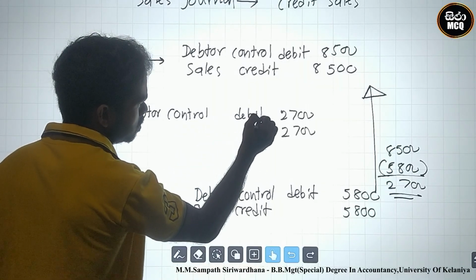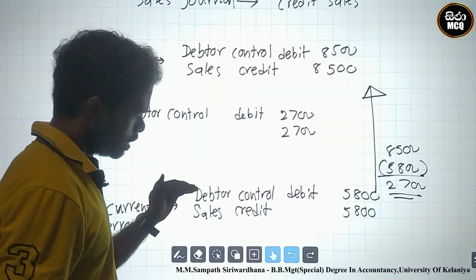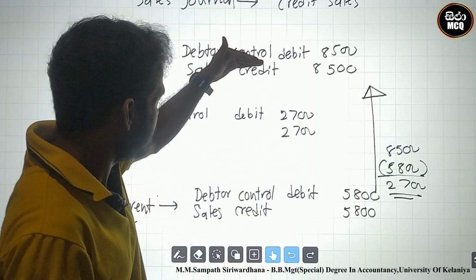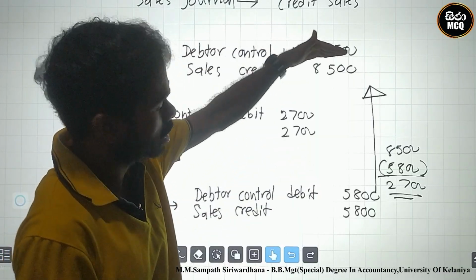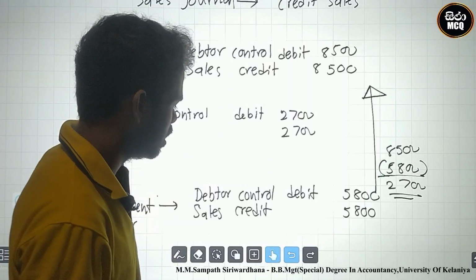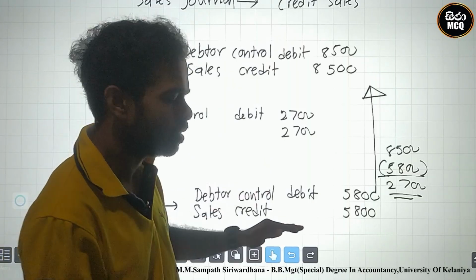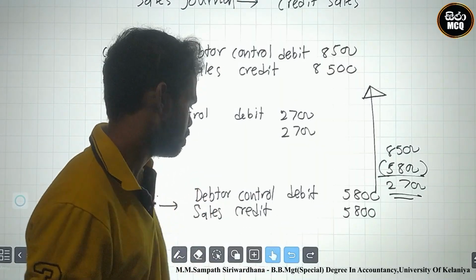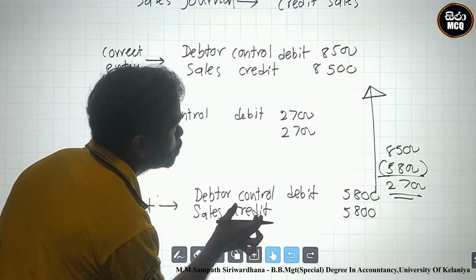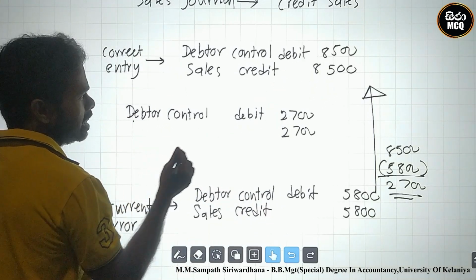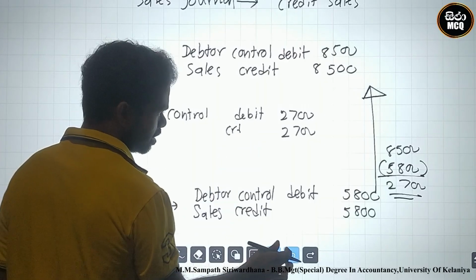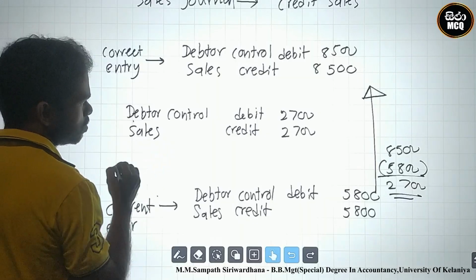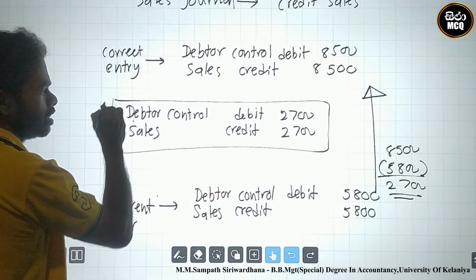Sales credit 5,800. This is lower. Why? The correct value is sales credit 8,500. This is a higher value. Therefore, the current situation is lower, so we must credit again. Gap. Credit is lower. We must go to this credit. Again I credit sales. This is the error correction entry.